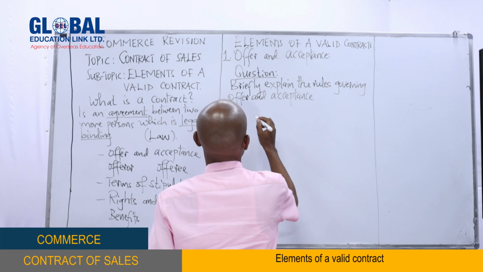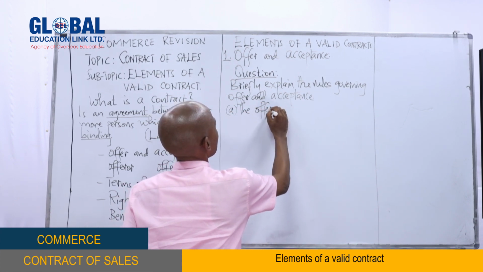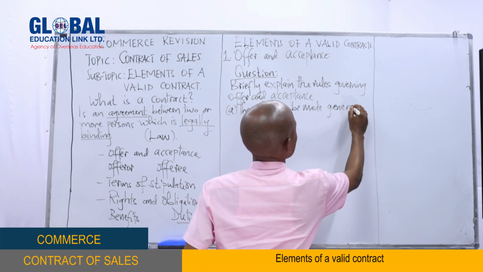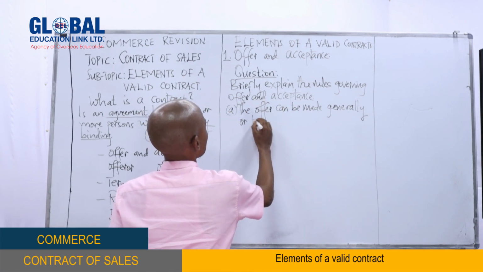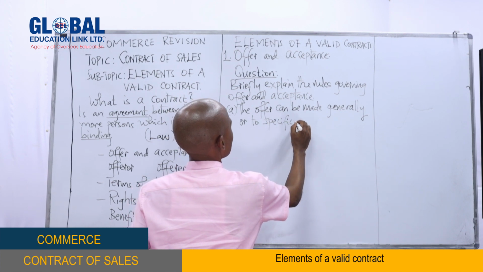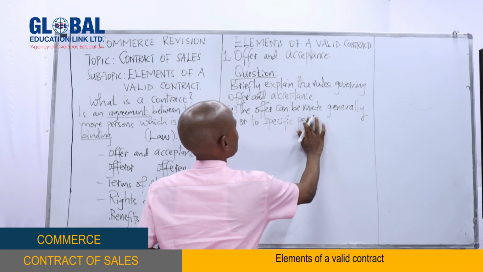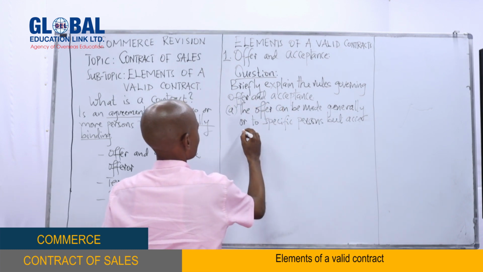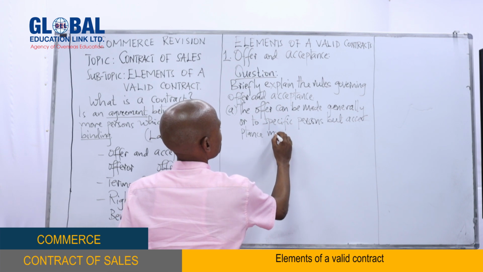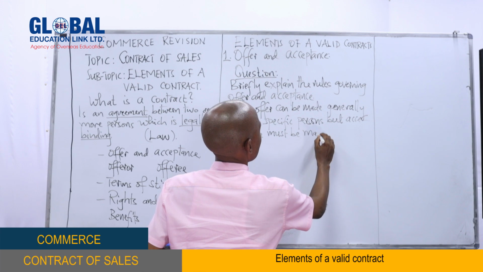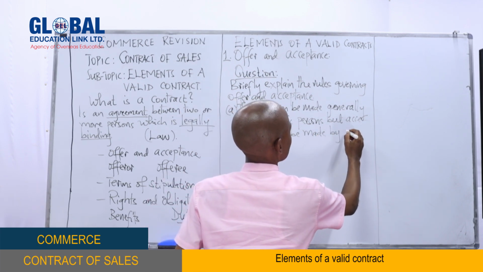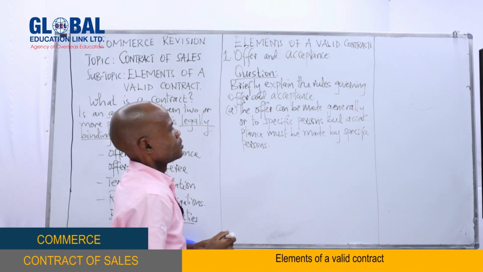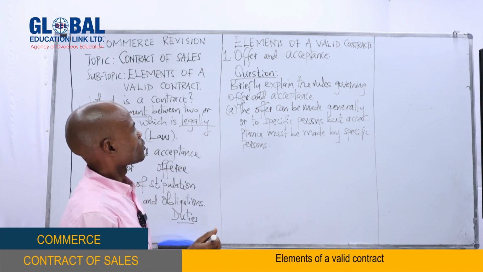So we say the offer can be made generally or to specific persons, but acceptance must be made by specific persons. So this is the first rule governing offer and acceptance.